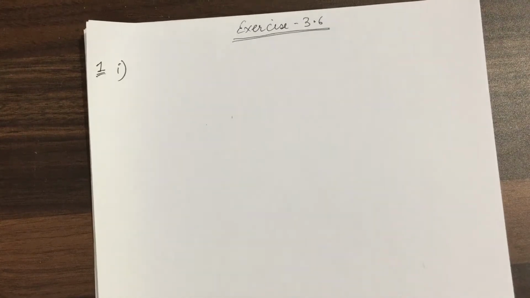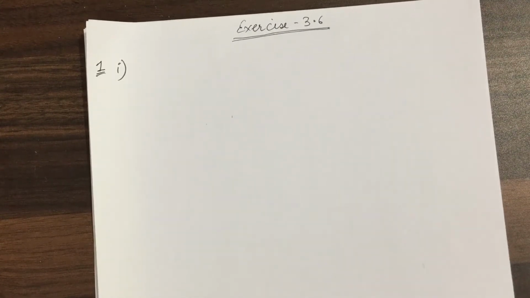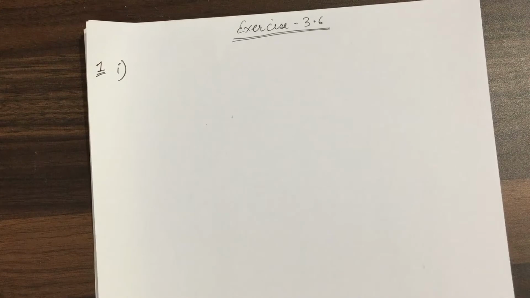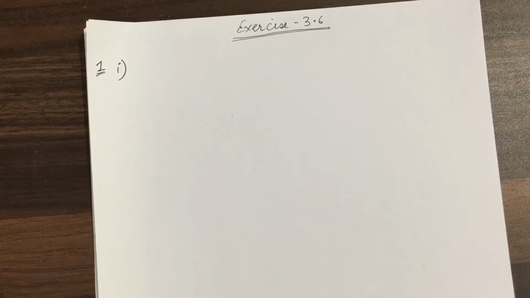As you all know, in the last lecture we discussed exercise 3.5 of chapter 3, pair of linear equations in two variables. So today we will discuss question number 1 of exercise 3.6. Here it has 8 parts and we will discuss each part one by one. You must know that this exercise is very important. At least one question comes from this exercise every year.